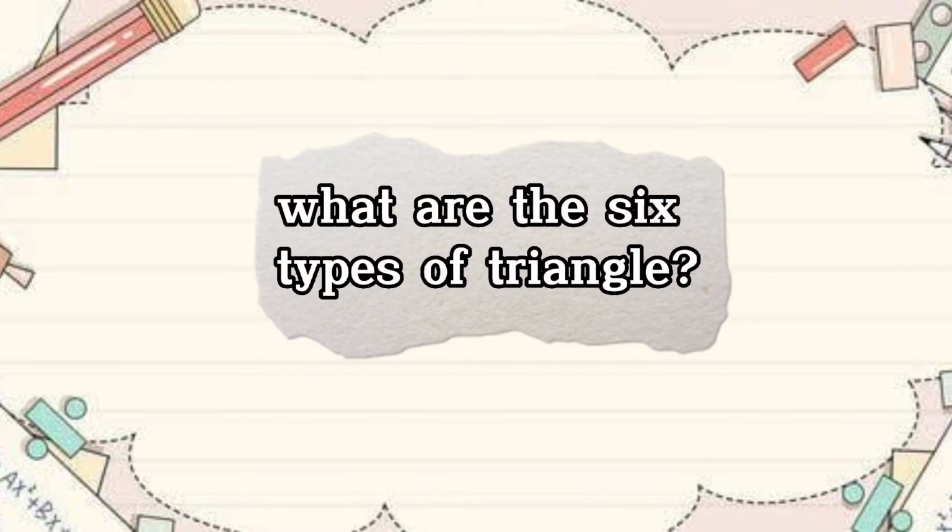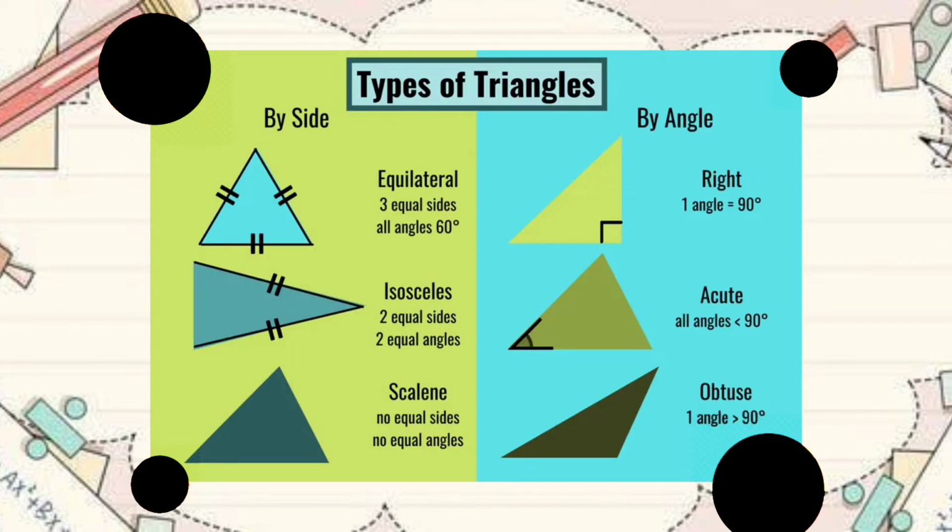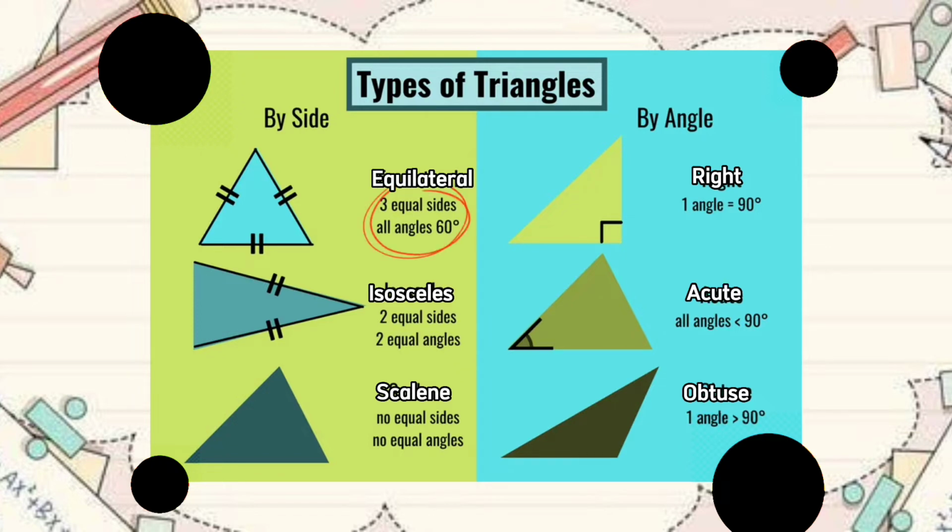So, bago po tayo mag-proceed sa lesson natin, may I ask you first what are the 6 types of a triangle? So we have 6 types of triangles, and these are equilateral triangle, isosceles triangle, scalene triangle, right triangle, acute triangle, and obtuse triangle. So, in equilateral triangle po, it is a special case of a triangle where all 3 sides are equal and all 3 angles are equal to 60 degrees.